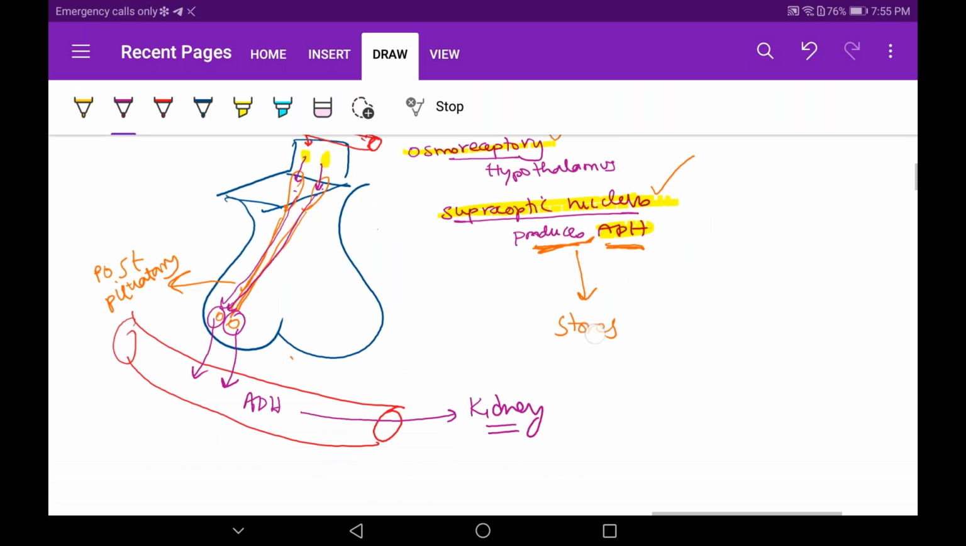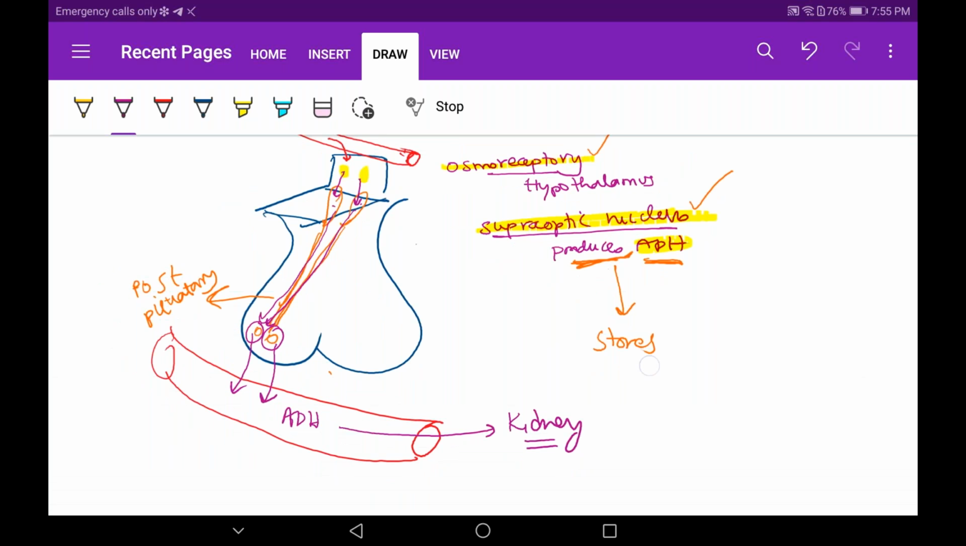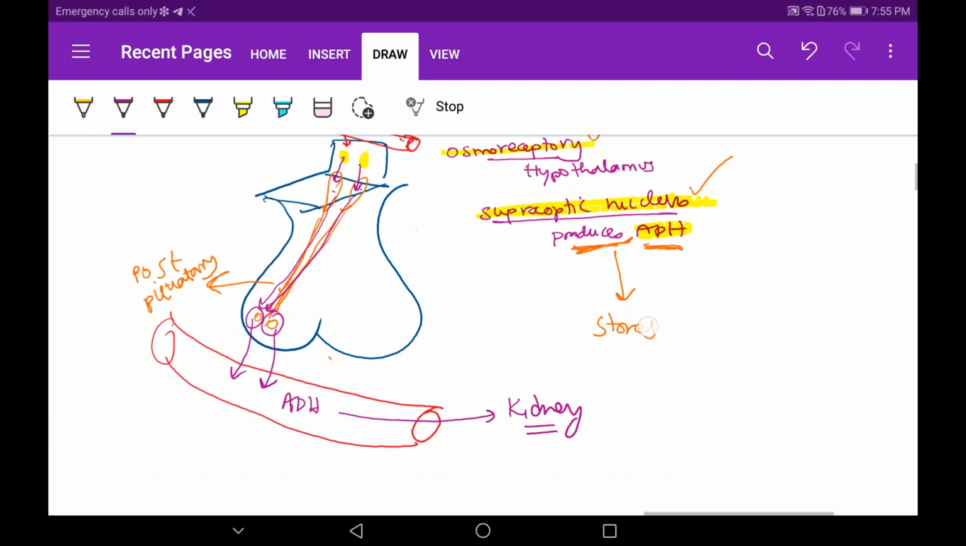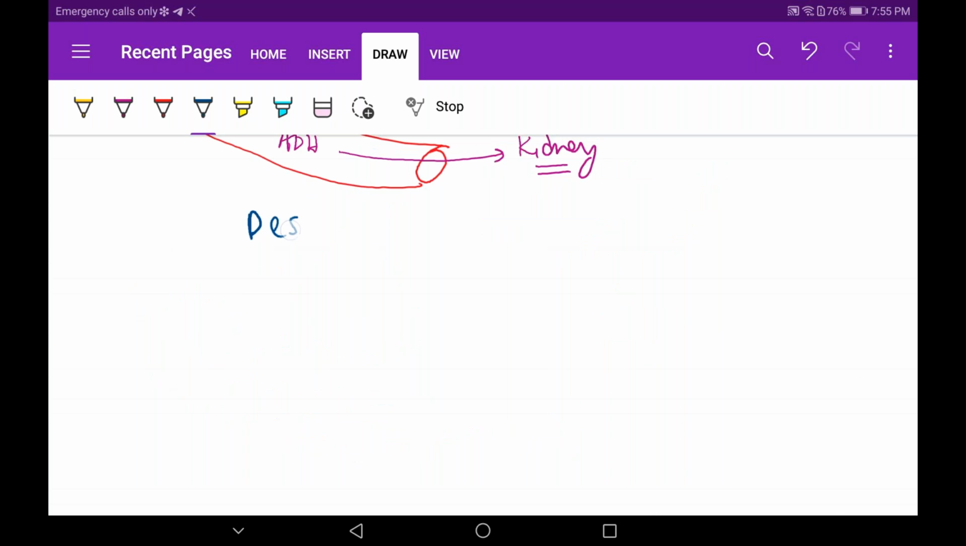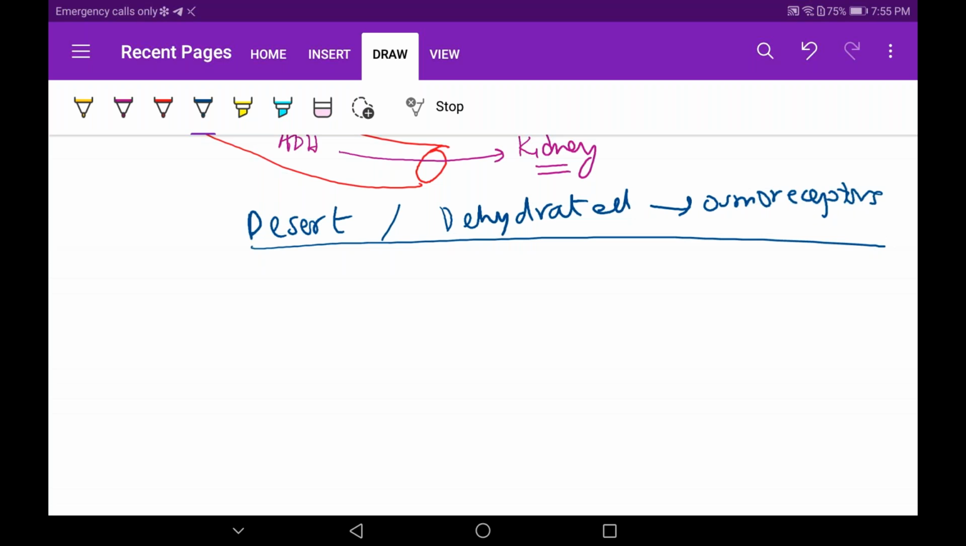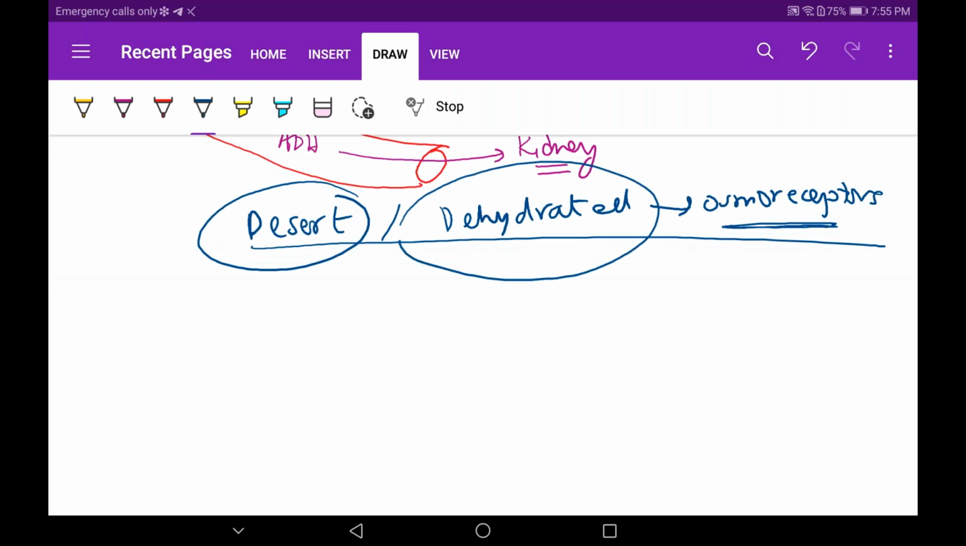Now, when does the osmoreceptor get activated? That's the question. I am telling the osmoreceptors get activated when the person is lost in the desert or when the person is dehydrated. Some people will not listen over here, and then they will ask doubts. Sir, why is ADH being produced when the person is dehydrated? Listen over here only. When the person is dehydrated or lost in the desert, what will happen to the osmolarity? It will get concentrated, or at least become a little bit higher, right?